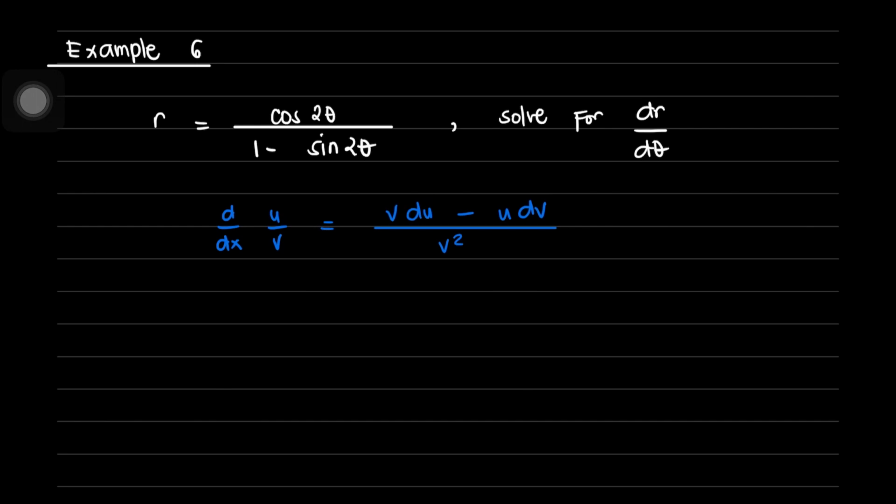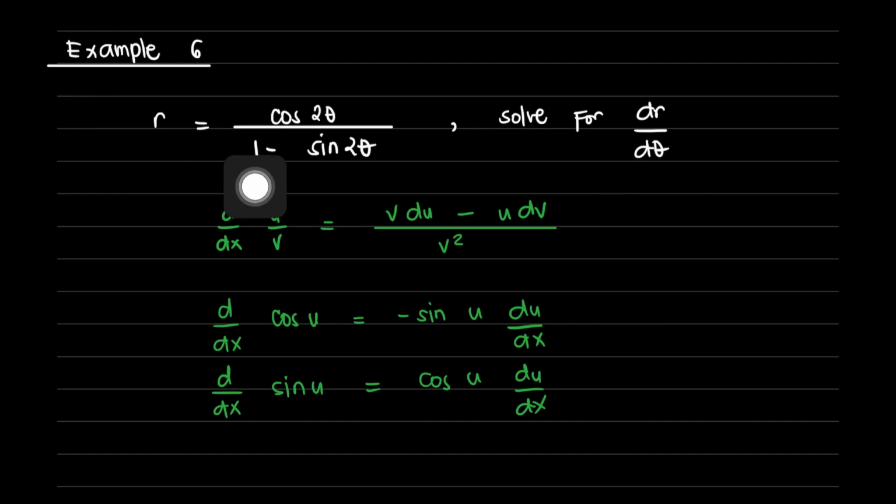And also, we have in here the derivative with respect to x of cosine of u, and this is equal to negative sine u du over dx, and also we have the derivative with respect to x of sine of u, and this is equal to cosine of u du over dx. Now, in these general formulas, we just considered u as a function of x, and since the given is a function of theta, then we're just going to change x with theta.